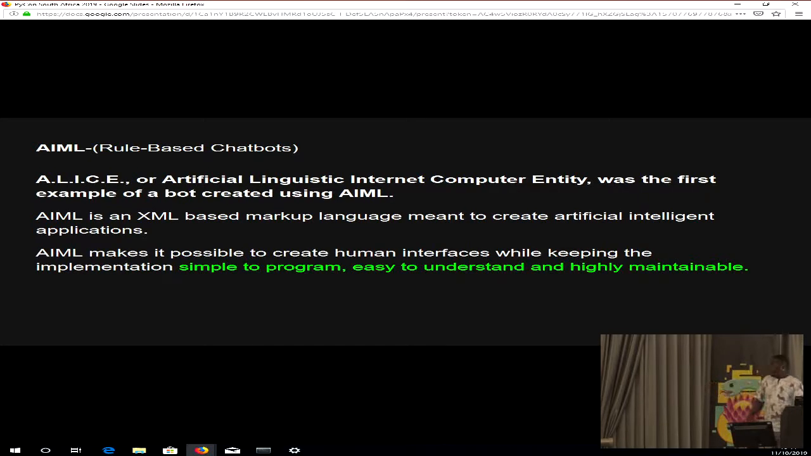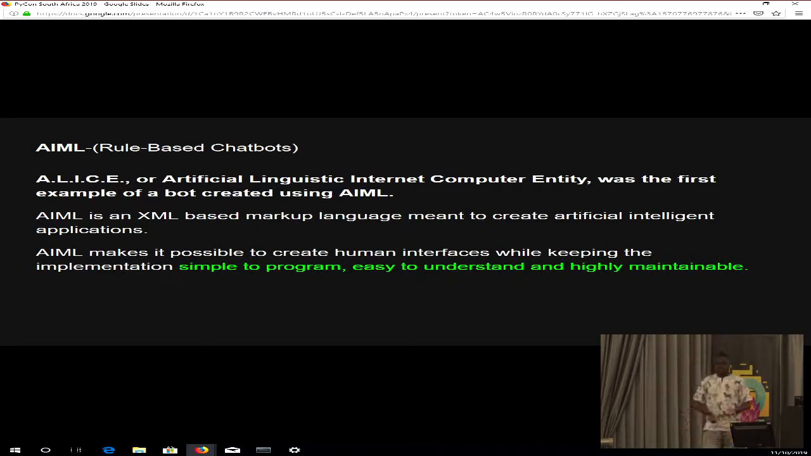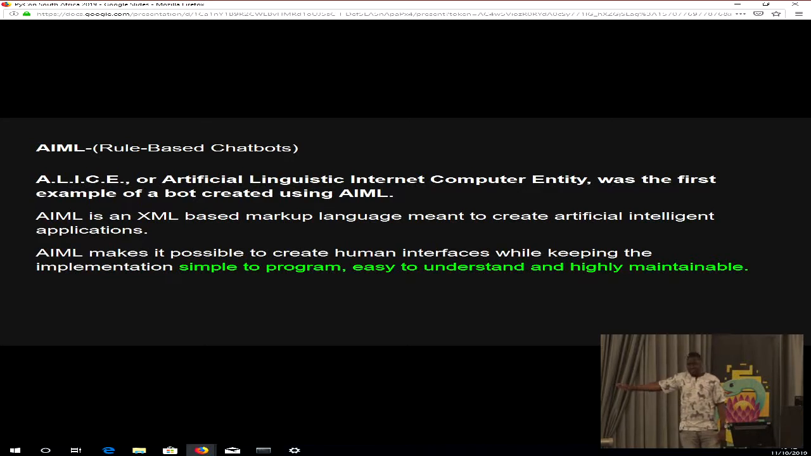AIML is an XML-based markup language to create artificial intelligence applications. AIML makes it possible to create human interfaces while keeping implementation simple to program. So here you don't need a huge amount of programming skills, because this framework keeps implementation very simple. It's not command-line based. It is an interface for you. So if you start learning chatbots using this framework, I guarantee by the end of the day you're going to be happy with yourself. It's easy to understand and highly maintainable. So if tomorrow you're not there, the next person won't struggle when using this framework.